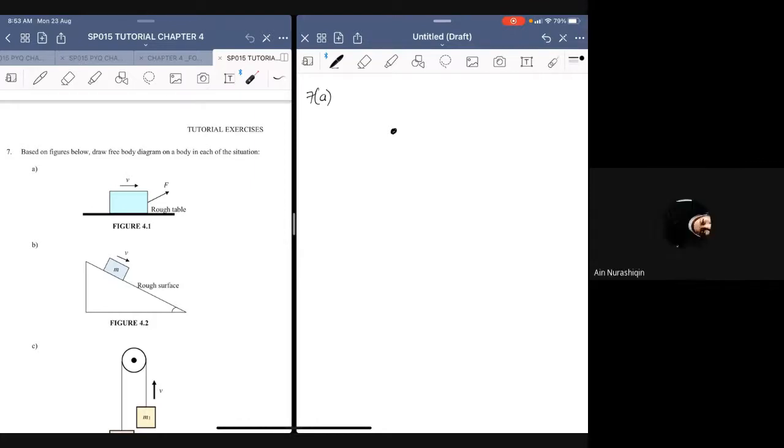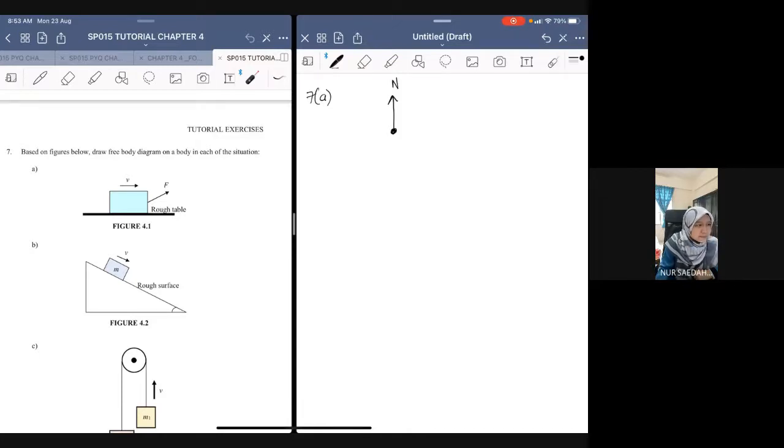Satu, normal force. Dua, normal force dekat mana Ain? Direction sekali. Perpendicular to the surface. So ke mana? Atas. Ke atas sebab kita punya table tu horizontal. So perpendicular to the table. So normal reaction force is upward.